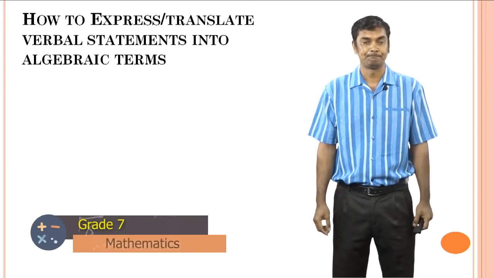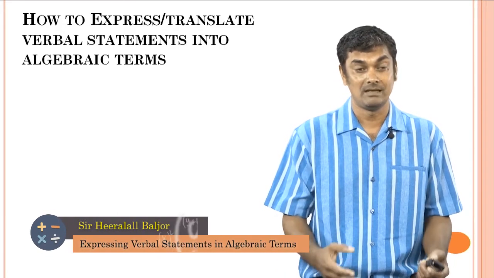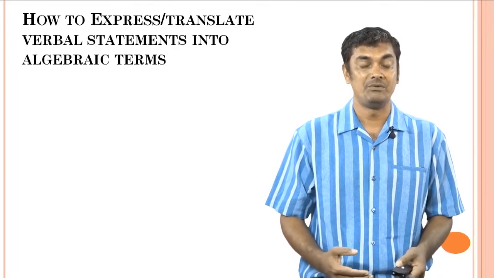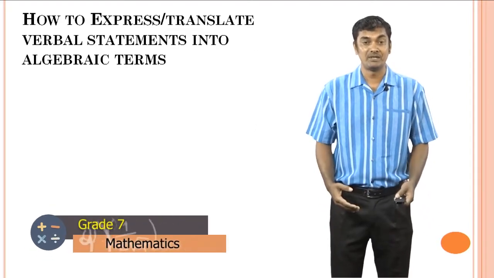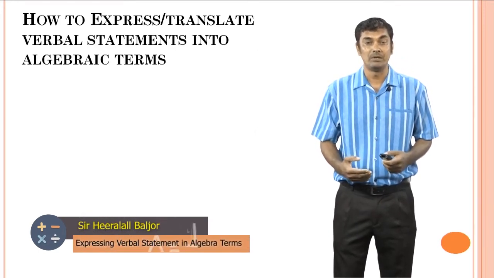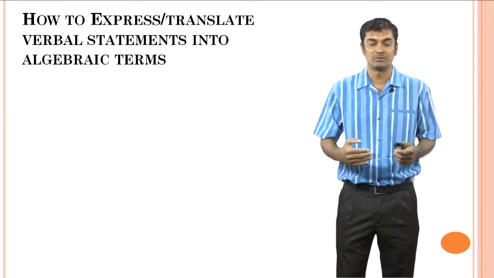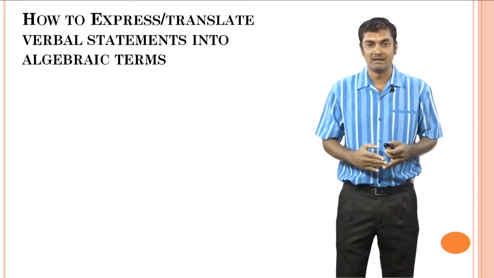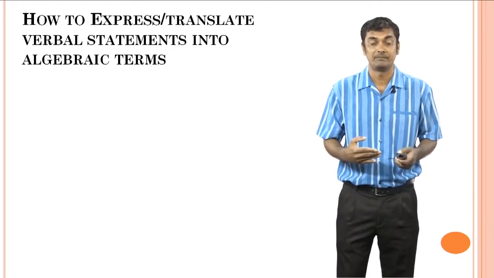Now, how to express or translate verbal statements into algebraic terms? Having learned what are terms, what are variables, what is a coefficient, we're going to continue, having known about coefficients, variables, and an algebraic term. What we're going to do now is to translate verbal statements into algebraic terms. So we're going to be combining coefficients, variables, and some mathematical symbols to write an algebraic term.